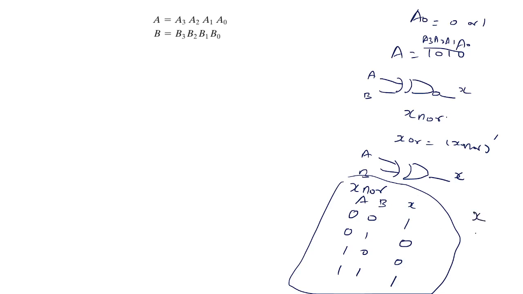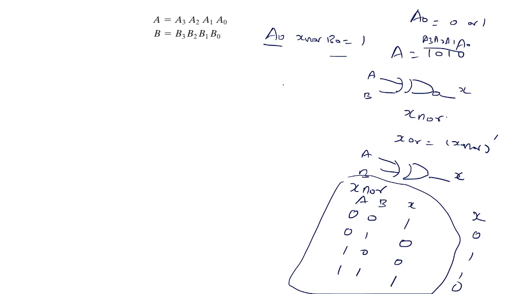How do you write XOR? 0 1 1 0. This is the answer for XOR. For XNOR, if both are the same, the output is 1. For XOR, if both are different, the output will be 1. So here I need the XNOR operation. If A0 XNOR B0 is equal to 1, it means A0 and B0 are equal. If A0 XNOR B0 is 0, I can say they are not equal. That is the condition I am going to take.